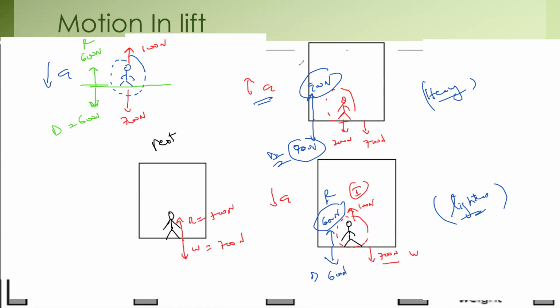The reaction force is only produced because of the action force. So first there should be an action force, and only then will there be a reaction force. If there is no action force, there will be no reaction force. For example, if the lift breaks the cord and the lift is in free fall, falling with the same acceleration as the acceleration due to gravity, what will happen in that case?